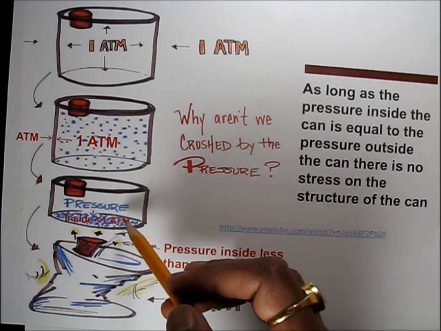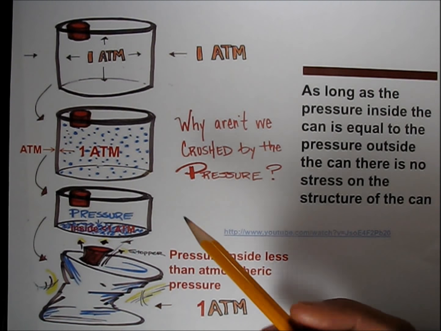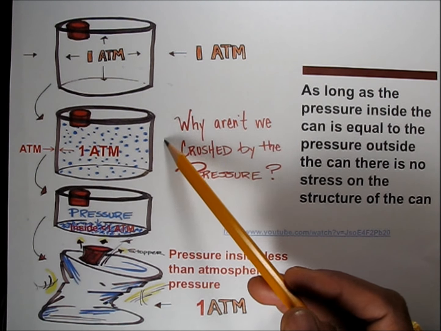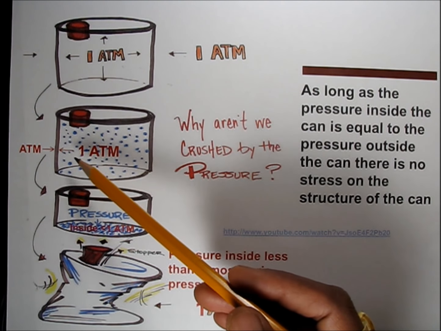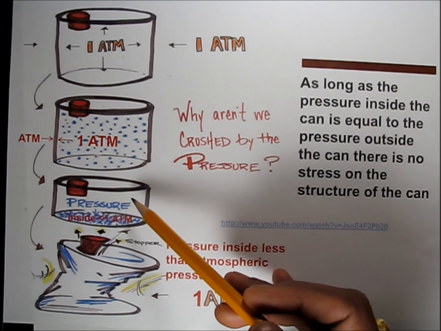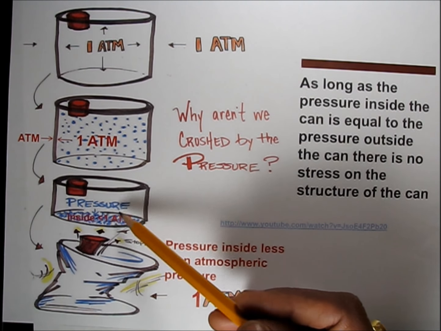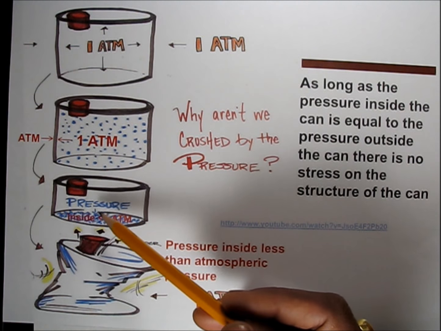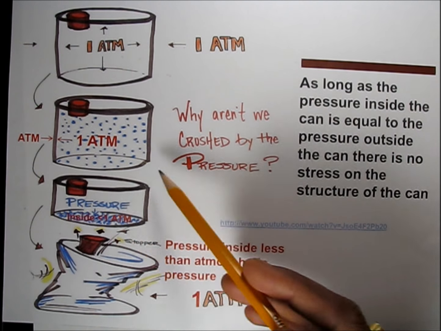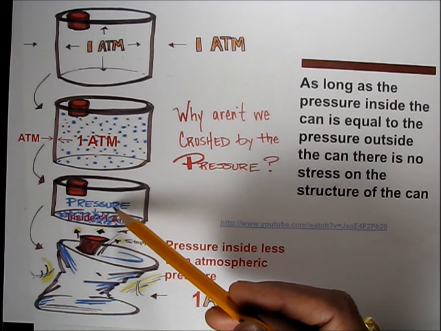But what will happen if you heat this drum? The drum has air inside and outside, and on both sides it has 1 atmospheric pressure, so it maintains its shape, just like our body. If you start heating the air in the drum, what will happen? The air will try to expand, but there is no extra space for it.